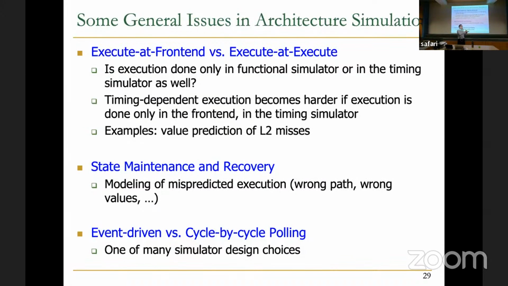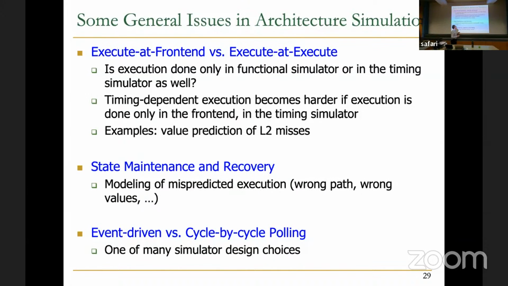So you've executed things accurately over here. You assume that R2 is, for example, 50. But in timing, you figure out that the value predictor predicts that value to be 5. Right? Now your execution and timing or functional and timing simulators diverge. And that's a problem, clearly, because what comes next should really have gotten the value of 5. Right?